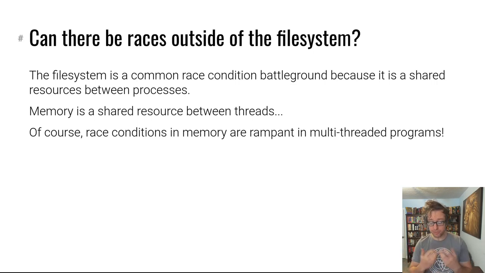The file system is a very common place to have race conditions because it's a shared resource between processes. But as we have now learned about threads, we can realize that memory is a shared resource between threads. And obviously, since it's a shared resource that multiple different threads can use at the same time, if extreme care is not taken, race conditions will arise and do arise in memory.